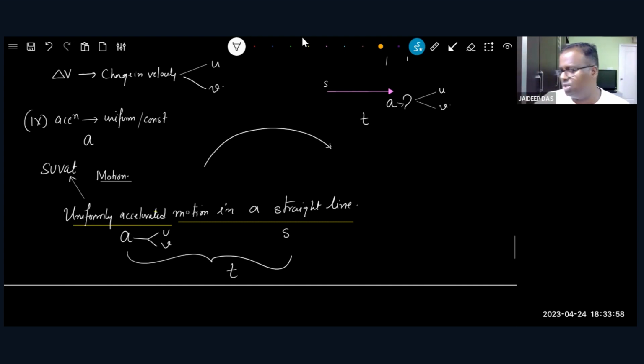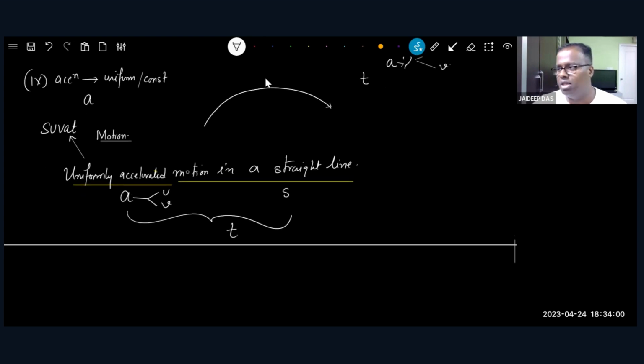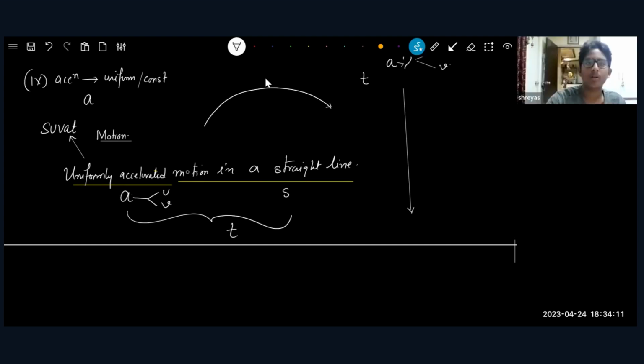I'll ask you one more question, though not from this chapter, chapter 3. If I drop anything from top to bottom, drop, I'm not saying I'm throwing, I'm just releasing, drop. Will a SUVAT equation be applicable here? Let us try. No. Why no? Because there's non-uniform motion.